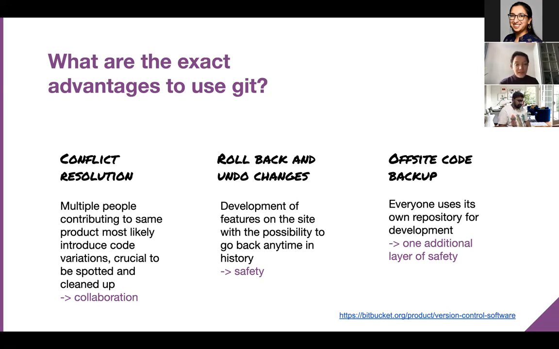So for collaboration, rollback and undo changes, if you break something, which also happens every now and then, you are able to go back within a second, so that you don't have to worry so much about breaking something. And offsite code backup. This is also quite a nice use, that you have a safety copy of your code somewhere. It's a repository that you can put on a backup server and say, okay, whatever we do in the next 3 months, we have this copy of our repository, which will allow us to have exactly that state that we save now. So whatever breaks down, we have it there. Okay.